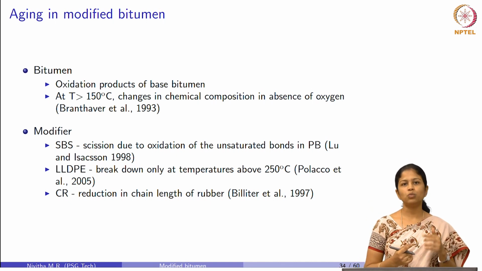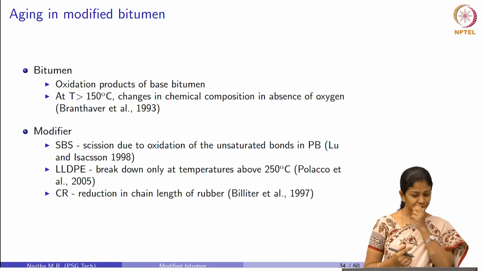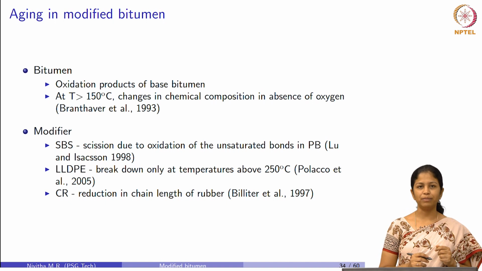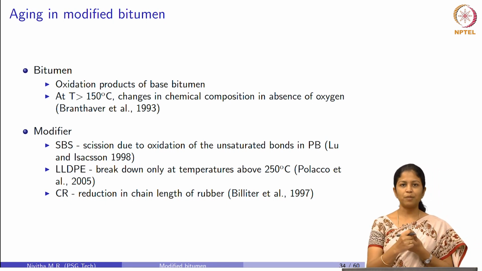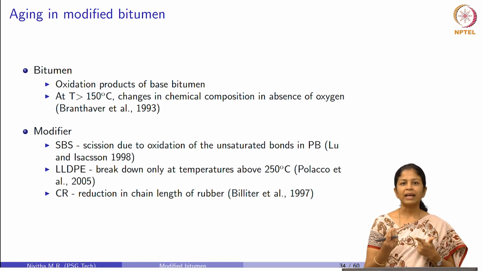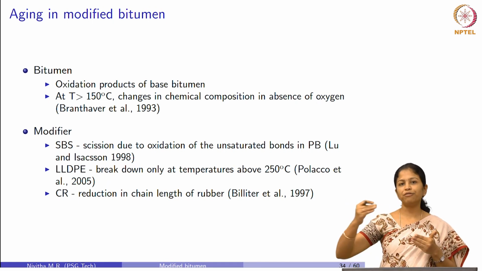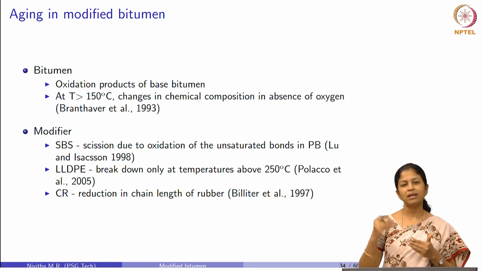The second one is what happens to the modifier. When you look at the aging in bitumen, we know that there are oxidation products formed in bitumen, the carbonyl and sulfoxide compounds, and we know that temperature is a catalyst to this oxidation process. So, at high temperatures, the rate of formation of these oxidation products is higher.